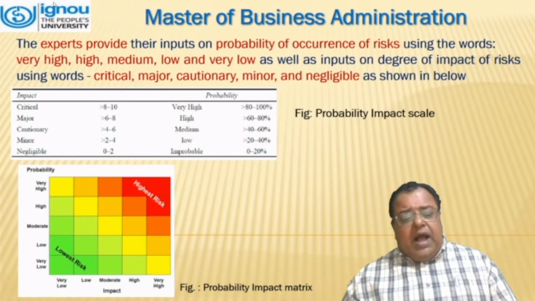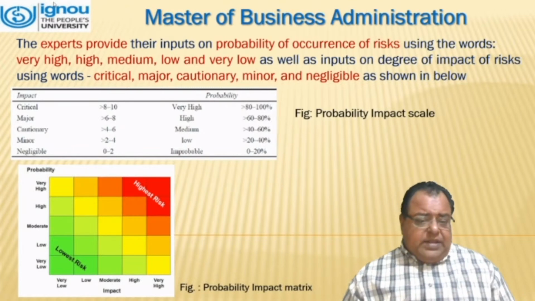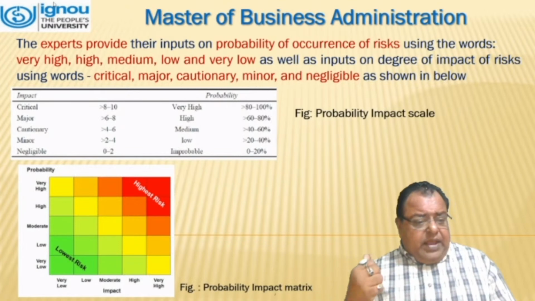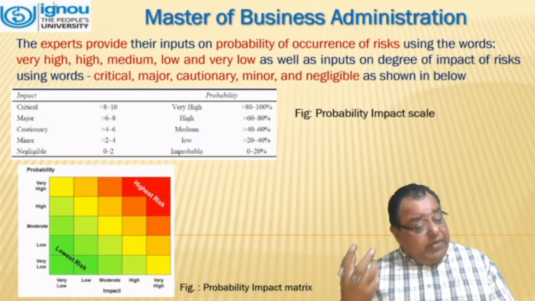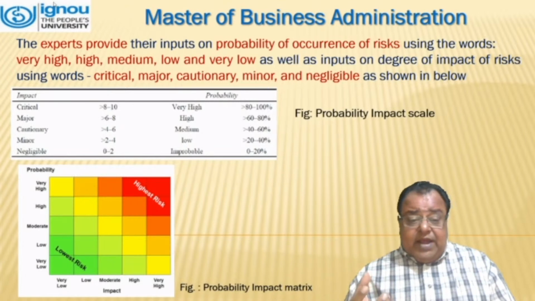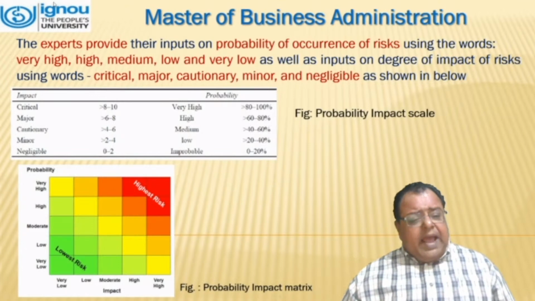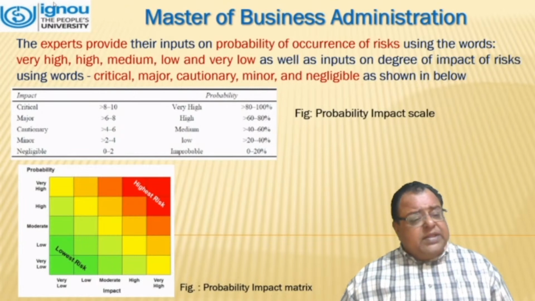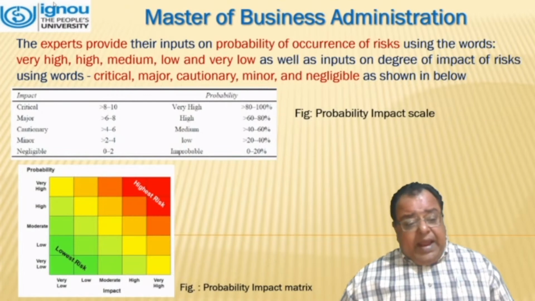If we draw a probability impact index matrix, we see that at the top right corner, everything is high. That is the part of the highest risk, and it is shown in red color. That means the impact is very high and the probability is very high. Similarly, if we move down towards the diagonal part, shown in green, that is the lowest risk area. That means the probability is very low and the impact is very low.